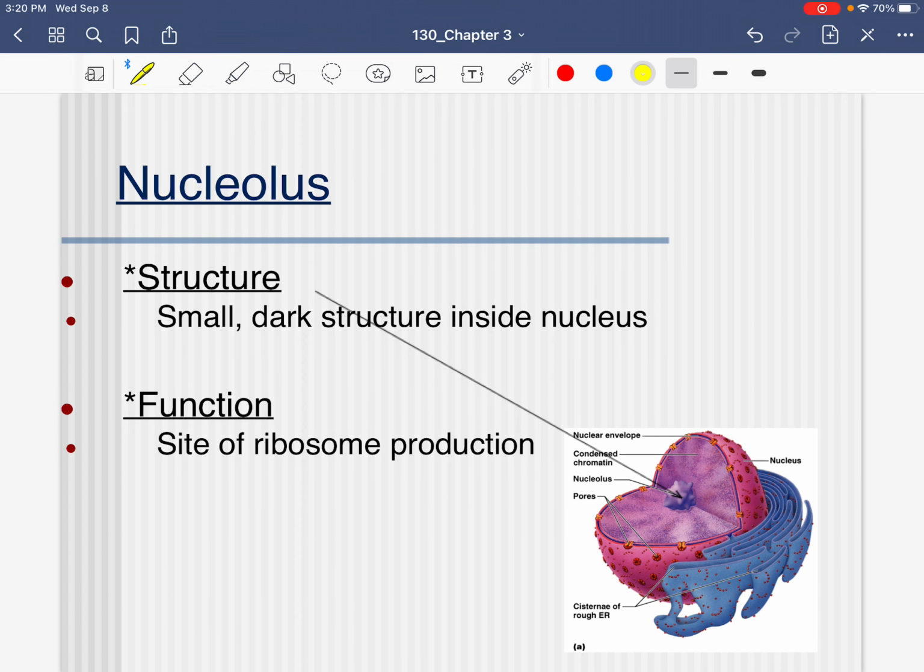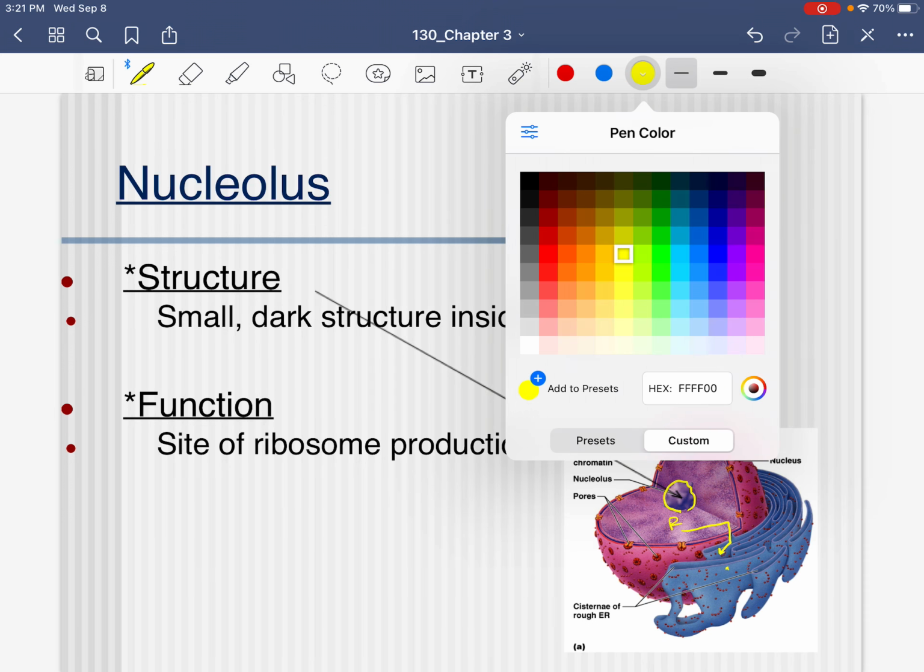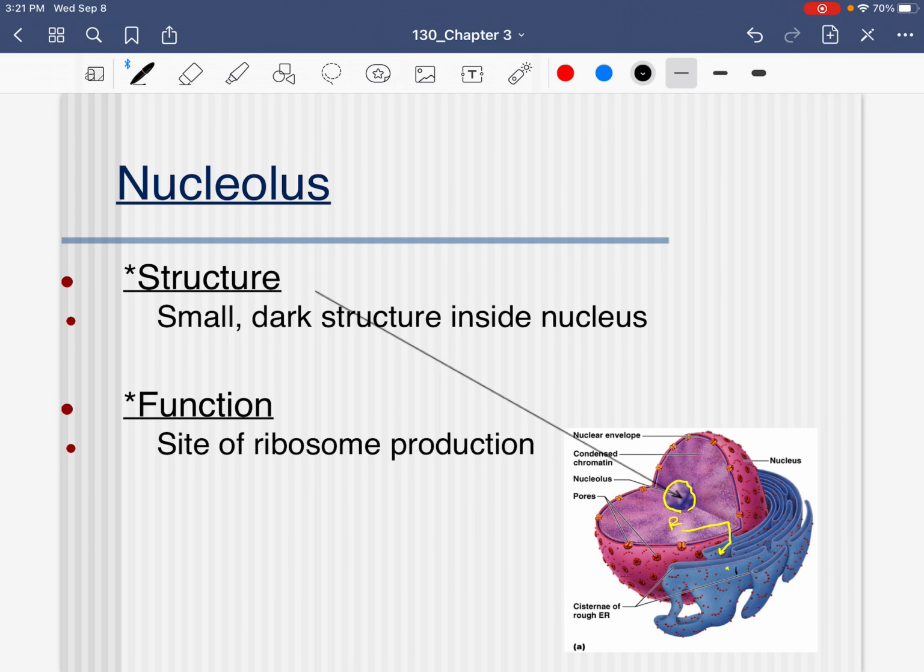All right. We're getting towards the end of the structures here. There is a little dark structure called the nucleolus inside of the nucleus. And its job is to produce ribosomes. So the nucleolus produces ribosomes. Those ribosomes then go to the ER. And then what do those ribosomes do? Those ribosomes are little red dots. What do those ribosomes do?